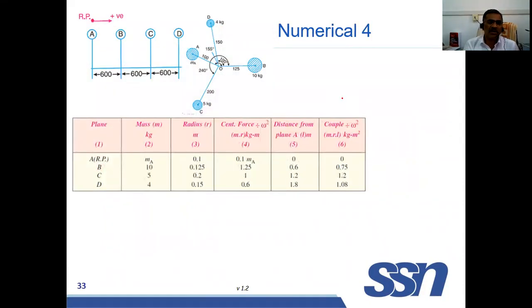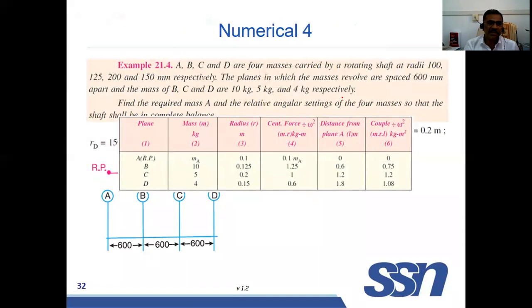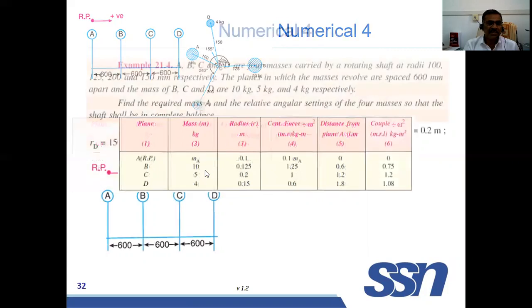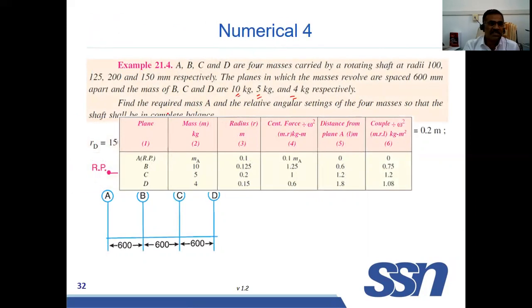So in this problem, what are all the data given? Masses are given, but the mass of A is not given. B, C, D are given. But all the radii are given. The 4 masses are in complete balance. Find the required mass A and the relative angular positions of the 4 masses so that the shaft is completely balanced. That you have to do.